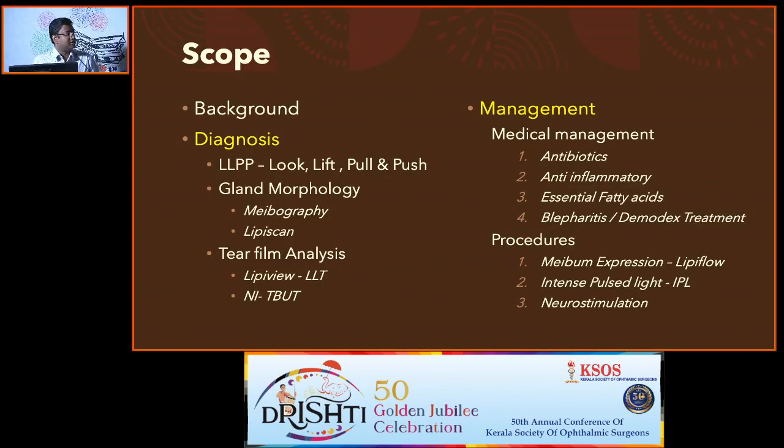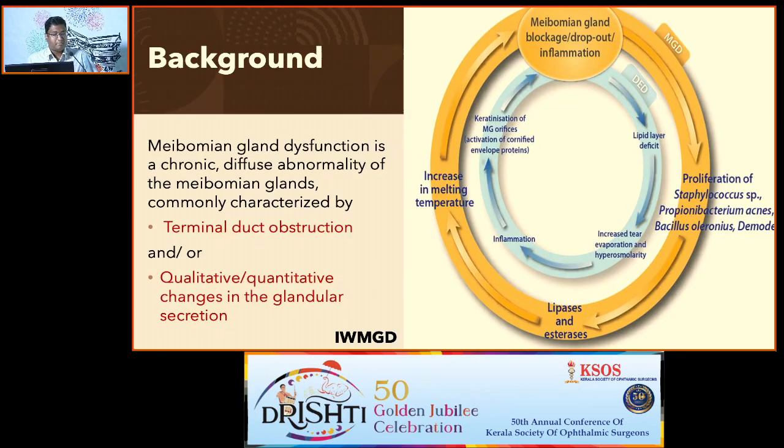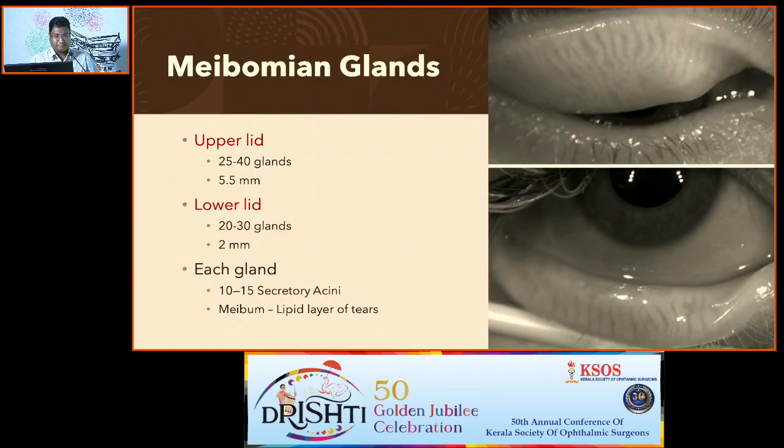So the scope of this talk would be under the following headings. Meibomian gland dysfunction is a chronic and diffuse abnormality of the meibomian glands, and it is commonly characterized by terminal duct obstruction with a change in the quality and quantity of the glandular secretion.